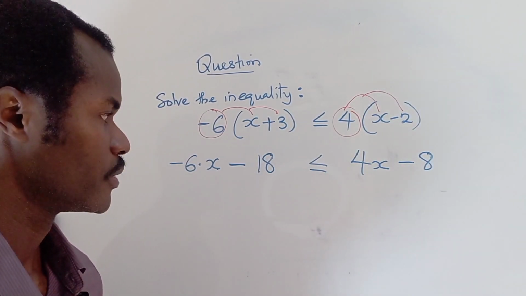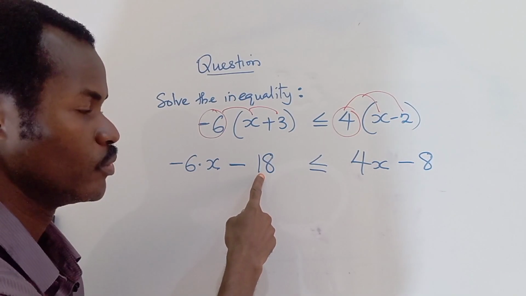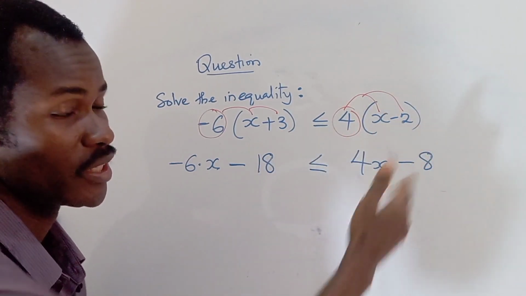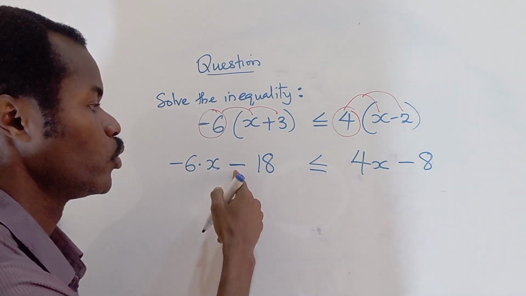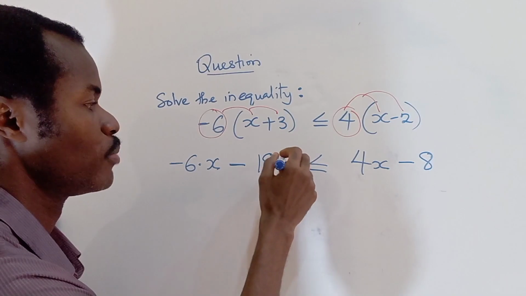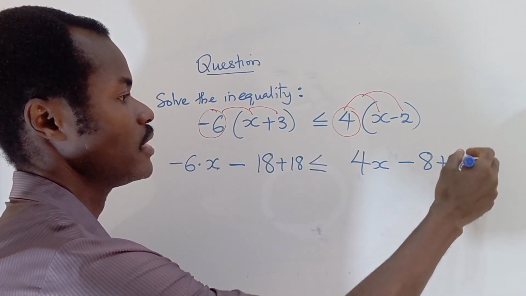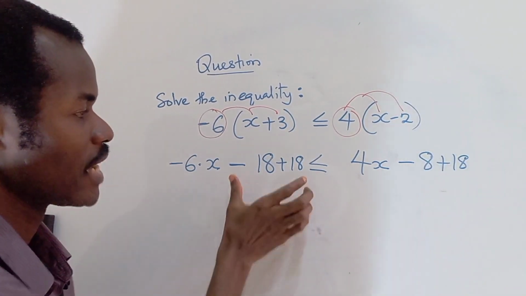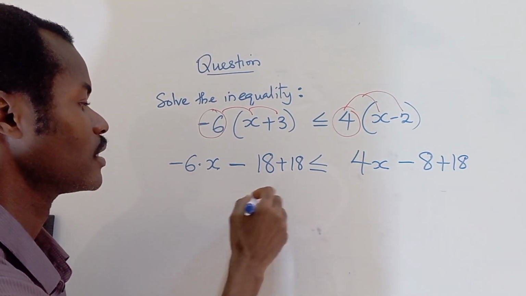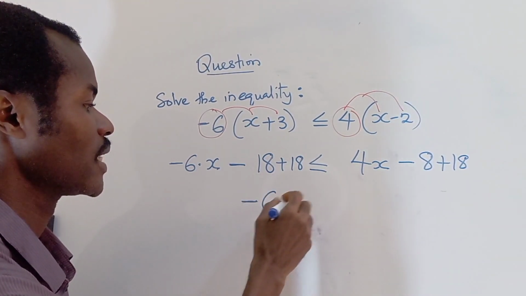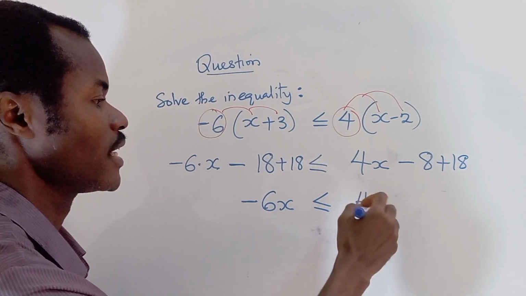Now that we have this, we can simplify further, either by removing minus 18 or minus 8. But we can remove minus 18 first. We try to remove this and bring it to the other side. How do we remove our minus 18? Since this is minus, you want to put plus 18 here, and you also have to put plus 18 here. This becomes 0, so we have minus 6x plus 0, which is still minus 6x. We have our sign, so we have this as 4x.